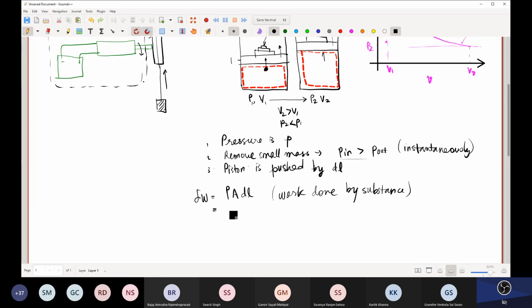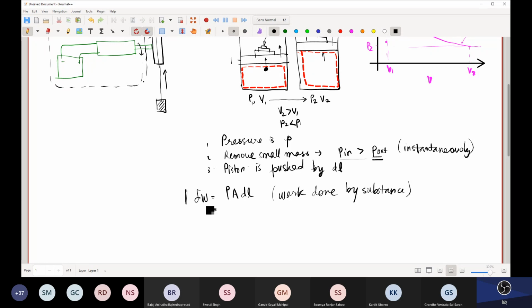And so after doing this work, what will happen? It would have moved by a certain distance and the pressure would now become equal to P out again. Okay, it cannot stay P forever. So this is the differential work. You must realize that this is only the differential work, meaning for a small displacement at that pressure, this is the amount of work that is done.